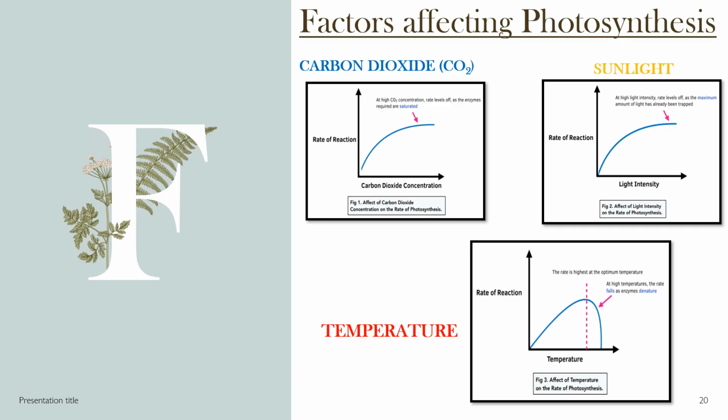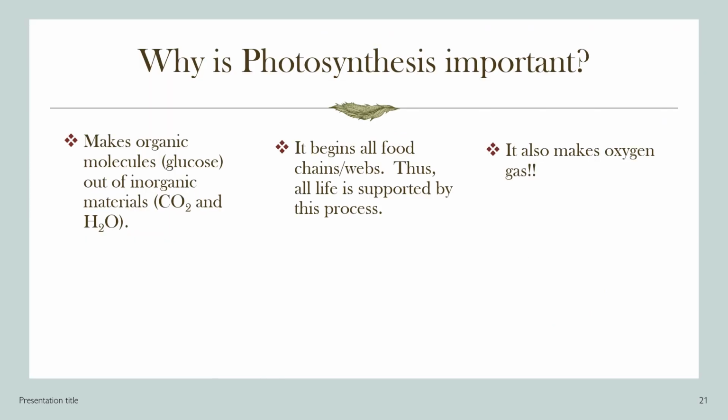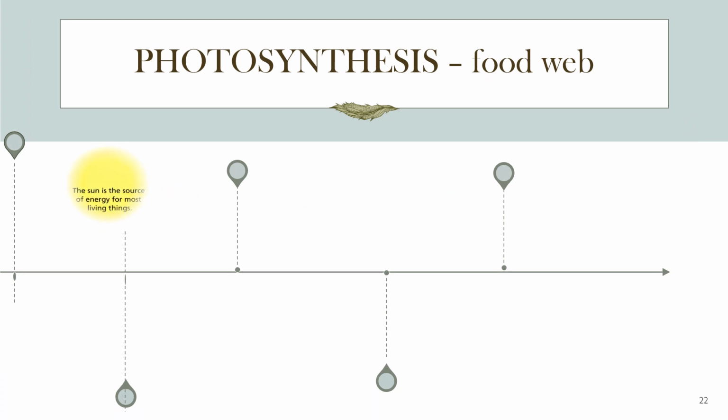Several environmental factors affecting photosynthesis include temperature, carbon dioxide, and sunlight. Photosynthesis is significant because it begins all food chains or webs, thus all life is supported by this process, and it also makes oxygen gas. The sun is the source of energy for most living things.